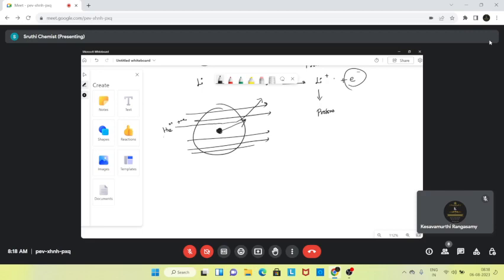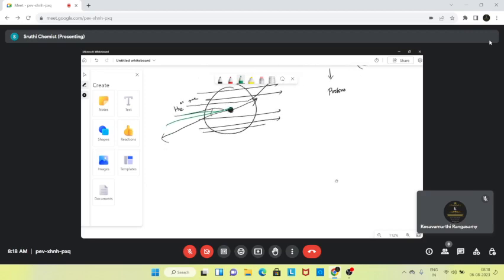Then the third ray comes, which exactly meets the nucleus and gets deflected at an angle of 180 degrees. It goes and comes back exactly. It bounced back because the nucleus is in the center. Again, it proves that the nucleus is in the center. So everything is correct in the Rutherford model.